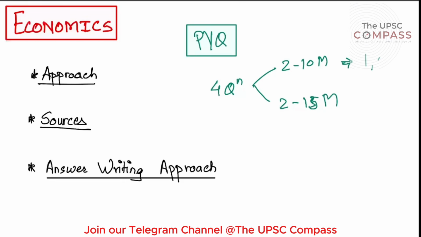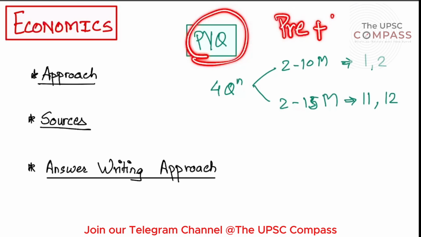Question number 1 and question number 2. Similarly, question number 11 and question number 12 of the UPSC GS3 paper are always of economics. So always keep in mind, before you do any subject, go through the previous year questions, both of prelims as well as mains, of that particular subject.